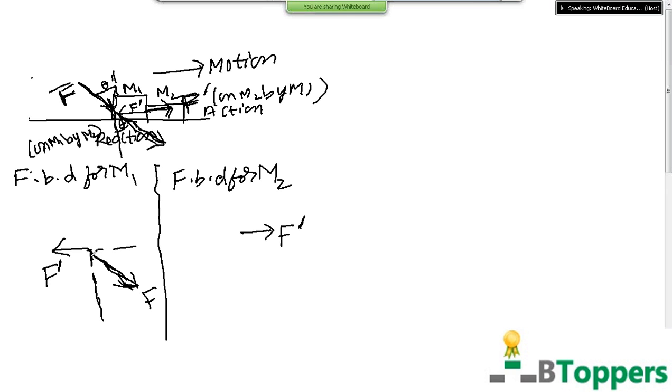Then next, the weight of the block acts vertically downwards. M1G is the gravitational force on M1 by the earth.